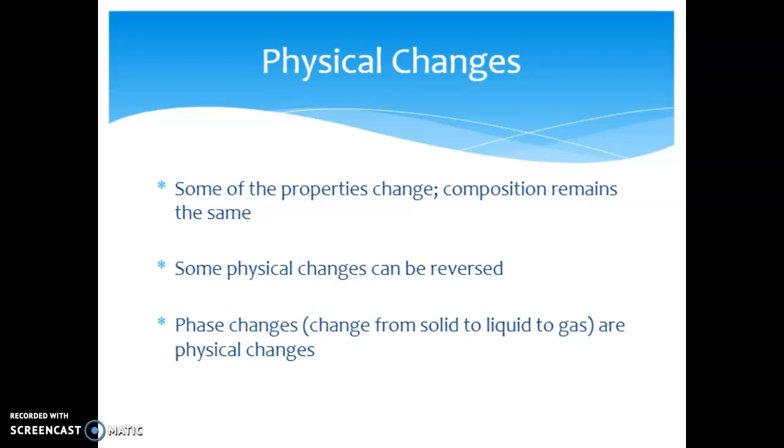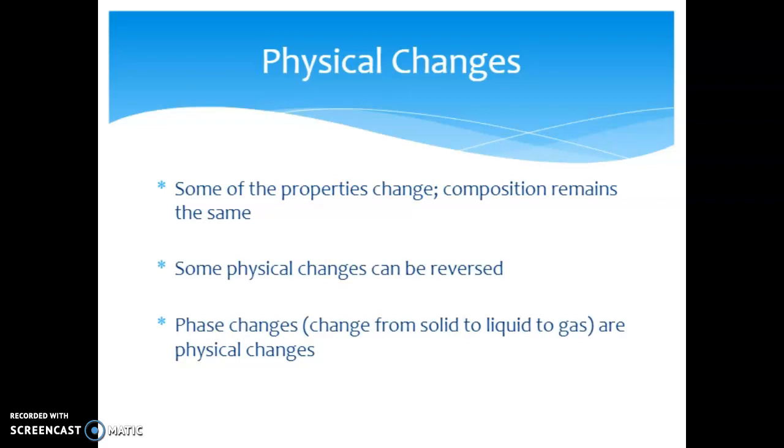Some other things about physical changes. In physical changes, some properties change, but the composition always remains the same. So even though some of the properties might change, it's still going to be made up chemically of the same elements or compounds, molecules, etc. Some physical changes are reversible, some are irreversible. We'll talk about some examples of that in a second.